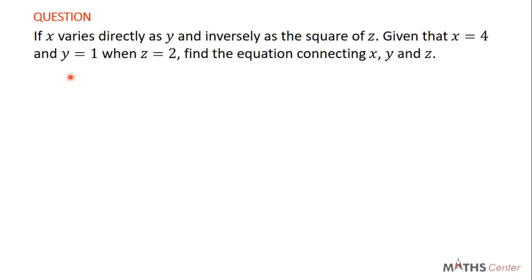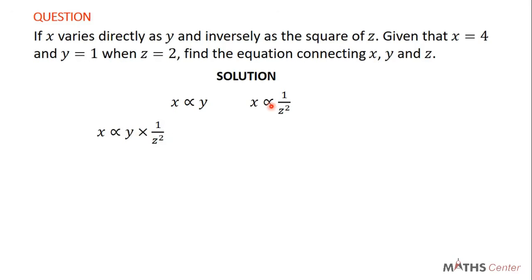So this is a combination of a direct variation and an inverse variation. The question says that x varies directly as y, so x is proportional to y. And at the same time, x varies inversely as the square of z, so x is proportional to 1 divided by z squared. We have to combine these two variations since this is a joint variation. So we are going to have x is proportional to y times 1 divided by z squared.